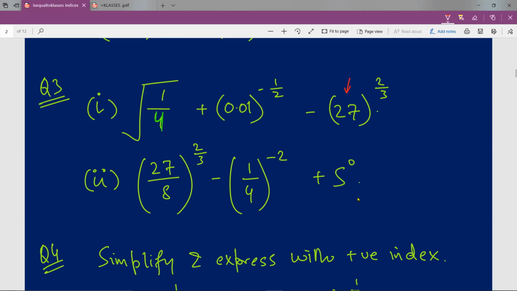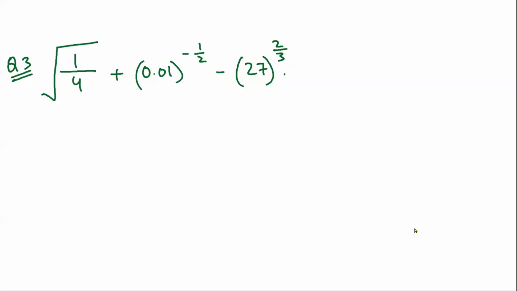I'll be reducing this to 10 square. I'll be using this negative to make a reciprocal of this number. This is pretty obvious. This is 1 upon 4. Root 1 upon 4 would be equal to 1 by 2. So let's do this on the next screen.